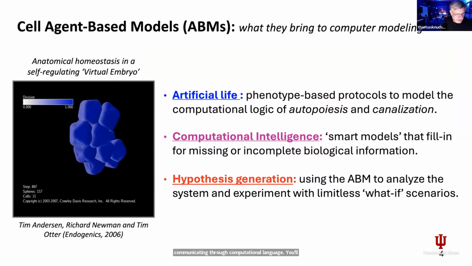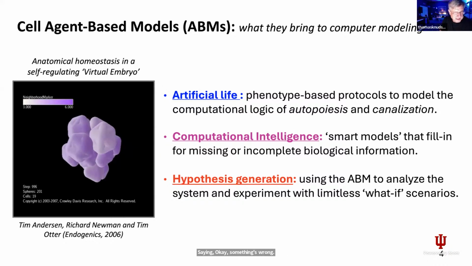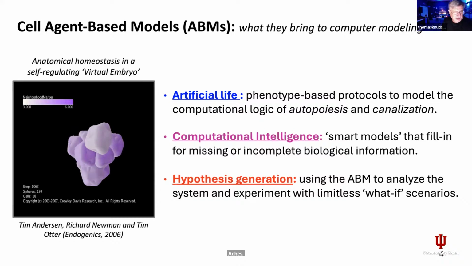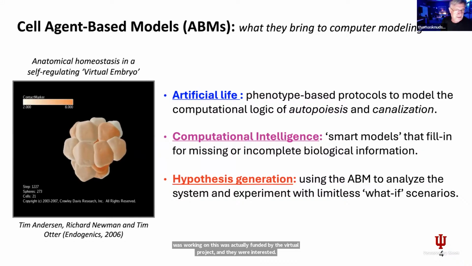And now the 23 cells, I think it was 23 cells, they start saying, okay, something's wrong, and they recompute. They're processing information on growth, adhesion, cell death. You'll see cells growing. And ultimately, what's going to happen is it's going to get back to the starting configuration. The group that was working on this was actually funded by the Virtual Soldier Project, and they were interested in the communication lines that were required between individual agents to maintain a reasonable size of a particular, say, brigade. And they wanted to take some of what they were doing and apply it to biology. And so this was a really cool presentation.